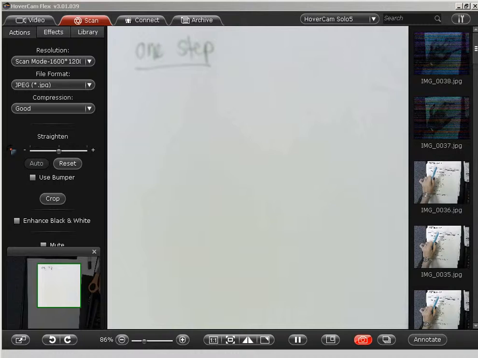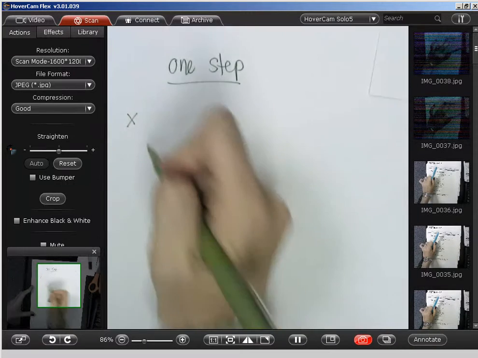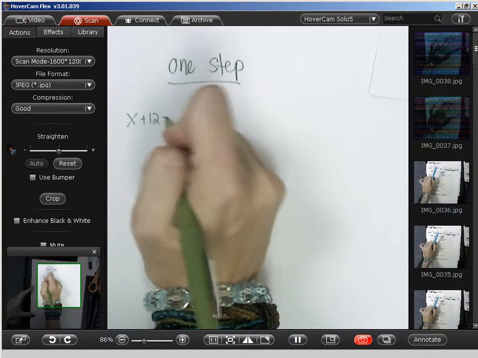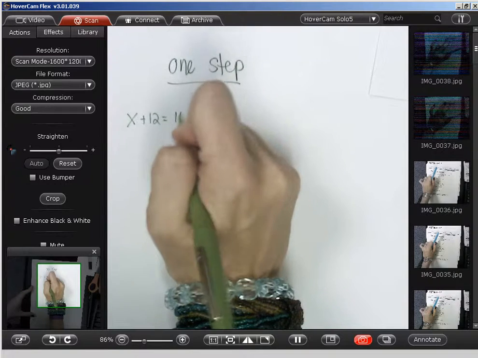Friends, this video is to help you with one-step equations. So let's start by writing a problem for us. We're going to do one of each type of operation. So we're going to do x plus 12 equals 10.